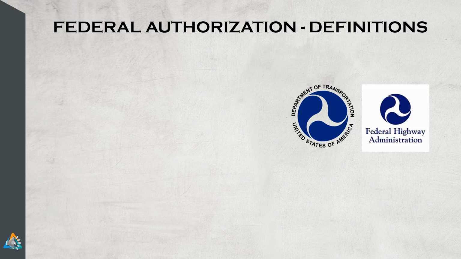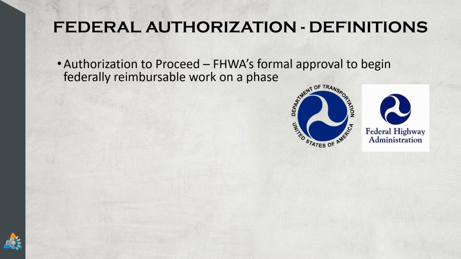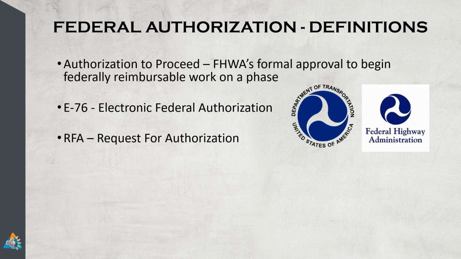Before we get to the details of these two types of projects, let's go over some terminology. Here are some of the terms used on federally funded projects. Before we begin any work, we need FHWA's authorization to proceed. It provides formal approval to begin federally reimbursable work on a phase of a project. Any work done before the authorization is not eligible for reimbursement. The authorization is provided by FHWA in an electronic form called E76. Local agencies or the Caltrans project team need to prepare request for authorization, or RFA, packages to be submitted to FHWA in order to gain authorizations.